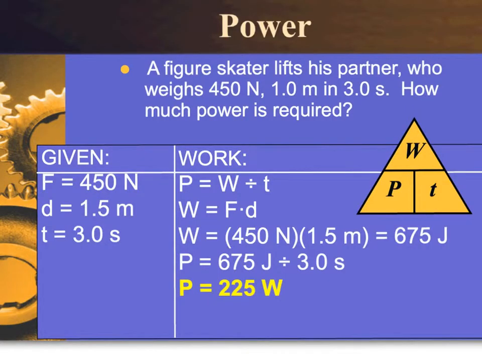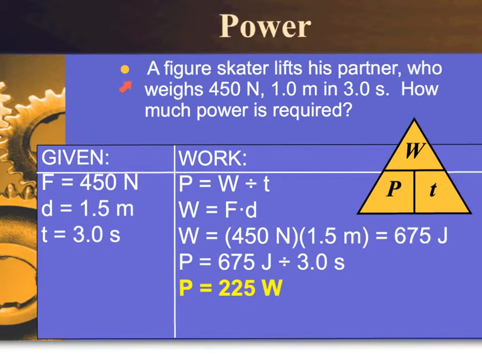Here we will be looking at power. Now the formula for power is work divided by time. Many times when we are given a formula such as power equals work divided by time, we are not given the work. We will have to go back and look at work's formula being force times distance.